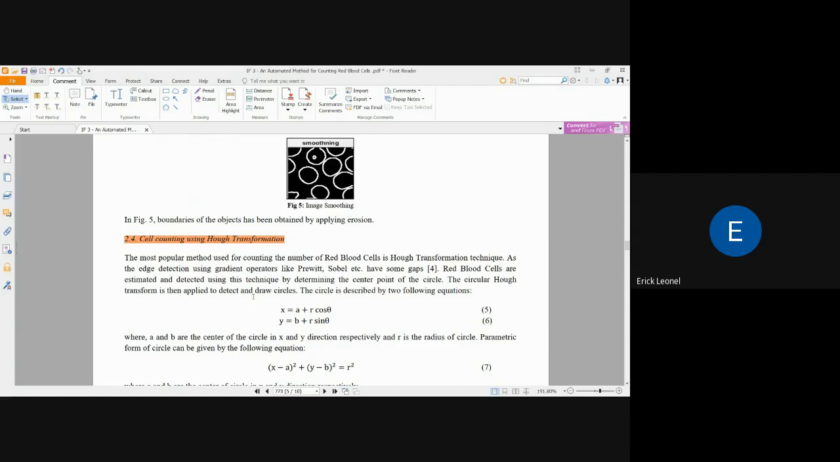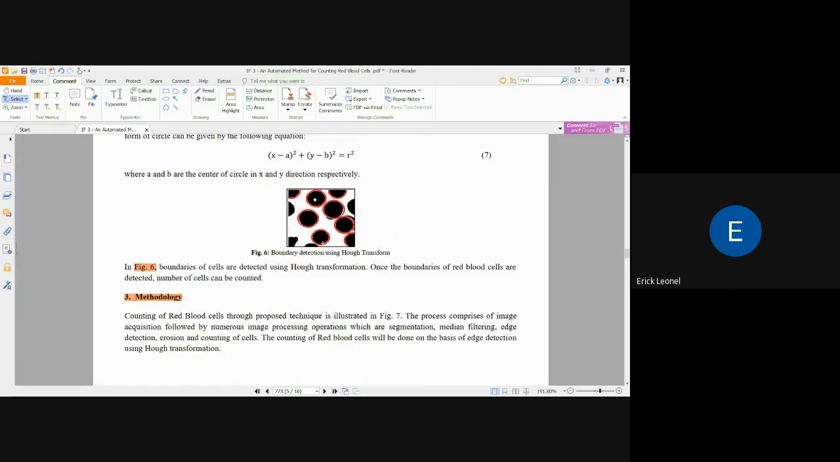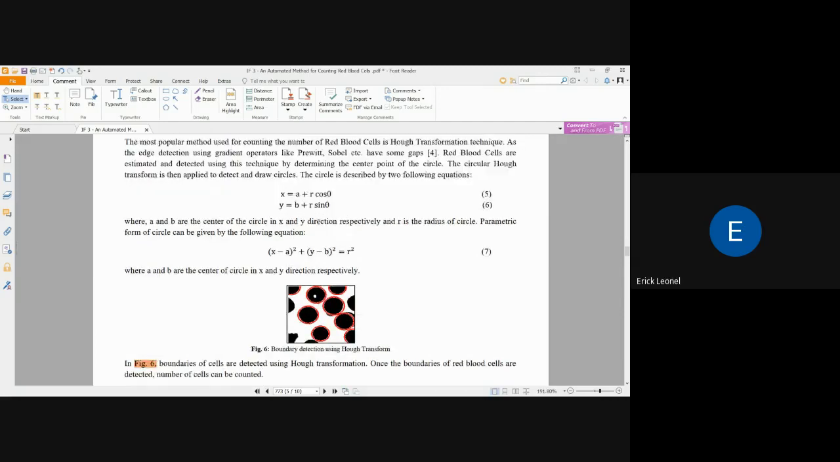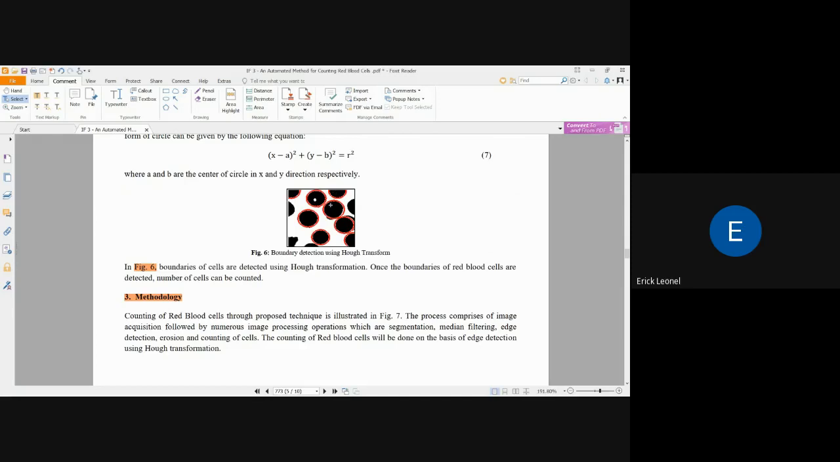Regarding Hough transformation, red blood cells are detected using this technique by determining the center point of the circle. The circle Hough transform is applied to detect and draw circles. The circle is described by the following two equations. You see here in figure 6, boundaries of cells are detected using Hough transformation. Once the boundaries of the red blood cells are detected, the number of cells can be counted.